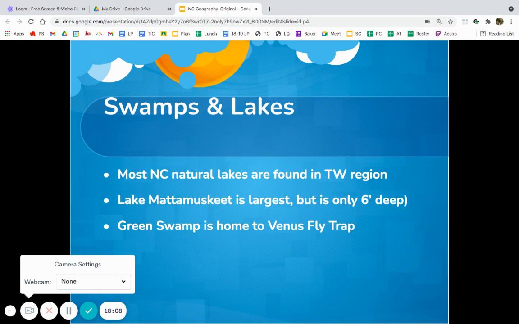Swamps and lakes. Most of North Carolina's natural lakes are found in the Tidewater region, meaning that if there's a lake in North Carolina that is not man-made, it probably is in the Tidewater region. Lake Mattamuskeet is the largest of those in the Tidewater region. Even though it's the largest and takes up the most surface area, it's only about 6 feet deep, so it's not super deep. You couldn't take great big ships into it. Green Swamp down in the Tidewater region is home to the Venus flytrap.